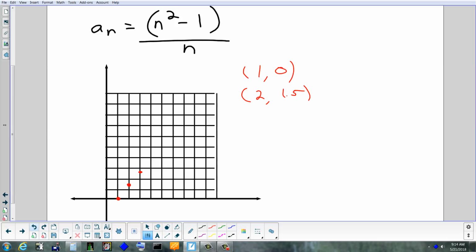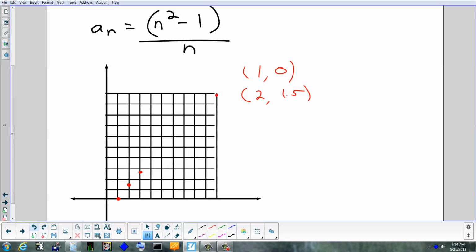So what's going to happen as we're going, each time I put another dot, it's going to get closer and closer to the horizontal line that's the next one above it. It's going to get closer and closer to it. So by the time you get all the way out to 10, that would be 99 divided by 10, 9.9. So 1, 2, 3, 4, 5, 6, 7, 8, 9, 10. It's going to be up at 9.9.